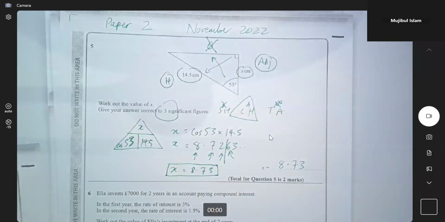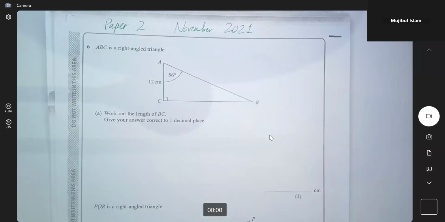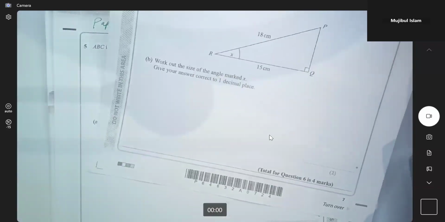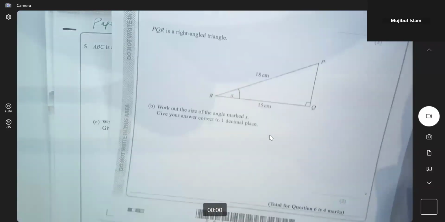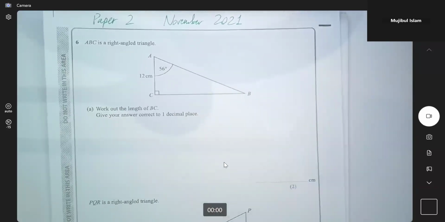Okay. Let's do another question. So here you can see, so far, these are questions that we call routine. It's about your practice. There are two questions on this page, A and B. So we're going to do A first, and then we're going to go on to B. All right, so this is from paper 2, November 2021. Let me share that screen.